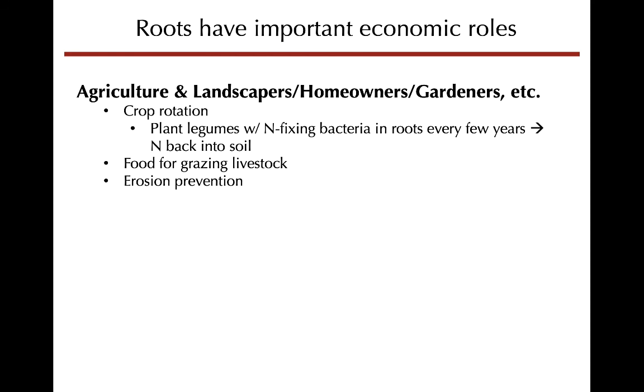Food for grazing livestock, like grasses. And then grasses, because of those fibrous roots, also help with erosion prevention. So if you're having problems with parts of your yard or a riverbank eroding, if you plant some grass on there and you can keep that alive, it'll help prevent the erosion, which is important.